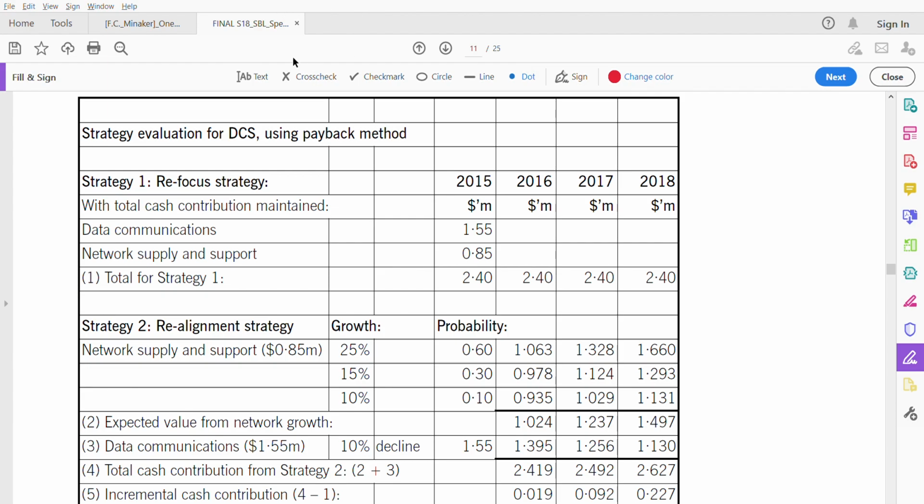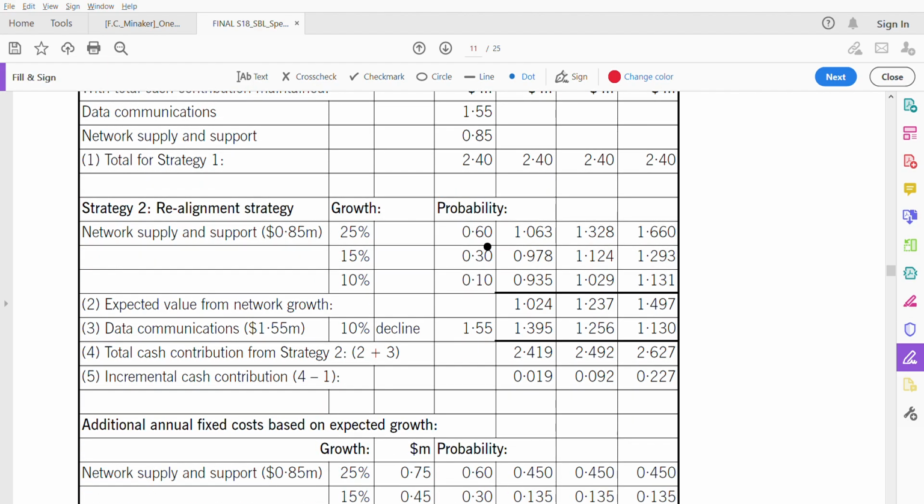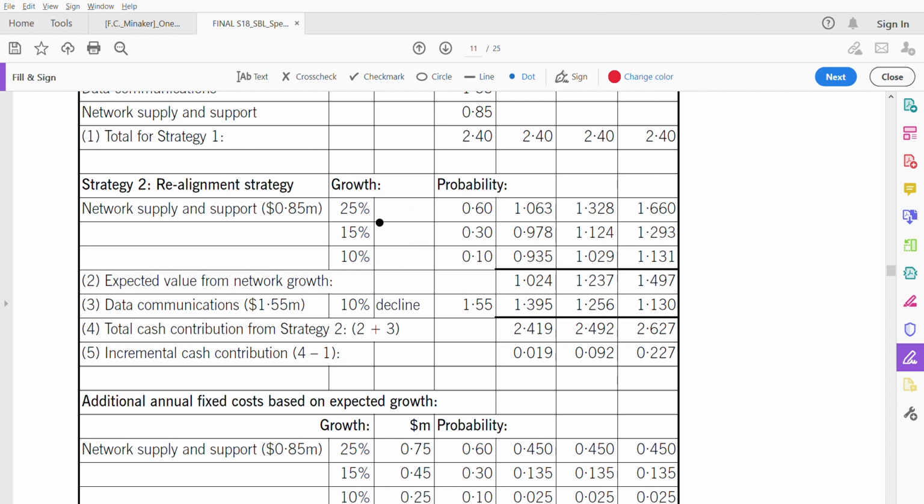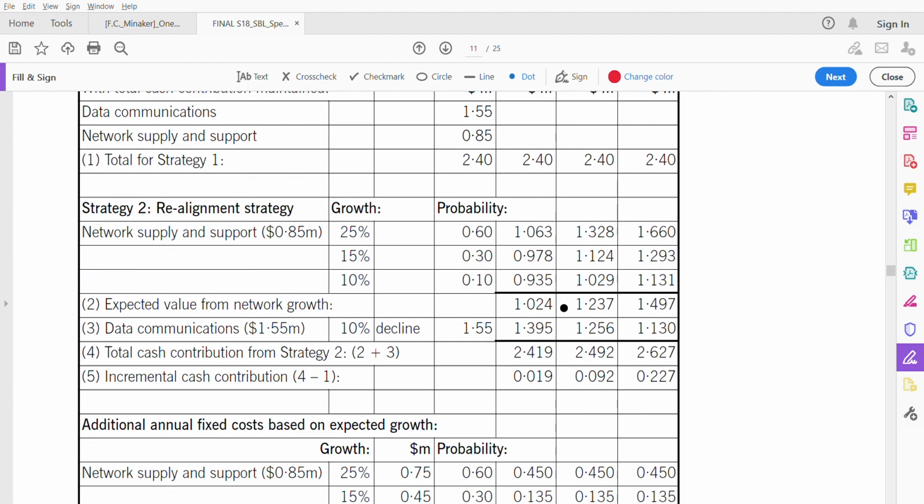We have seen there, in fact, we have seen this, that it's 1.55. The network supply and support, the total for strategy 1 they have given from 2015 to 18, and under realignment strategy they have based on the 3 growth rates of 25, 15, 10%. Also the probability they have calculated, and they got the expected value from the network growth. Expected value, they have just multiplied this probability by all these figures, and they have added all the 3 at 25, 15 and 10%.